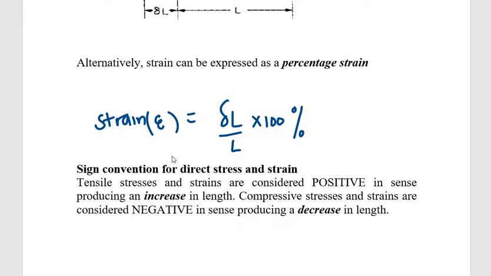How about the sign convention for direct stress and strain? We said if an object is acted upon by compression forces, then the forces are trying to reduce its length. Therefore, compression or compressive stress is always indicated as negative, whereas the tensile stress is indicated as positive because there is a pull on the body and there is going to be an increase in its dimensions, especially along the length of that object.